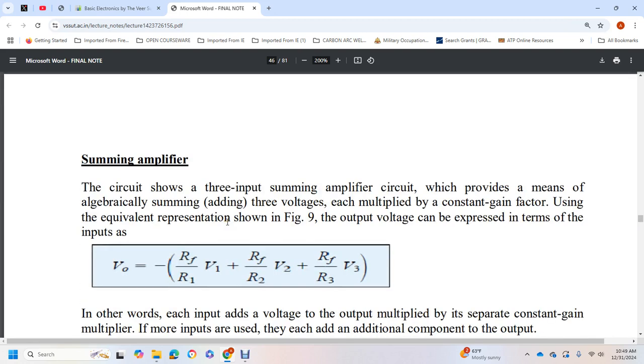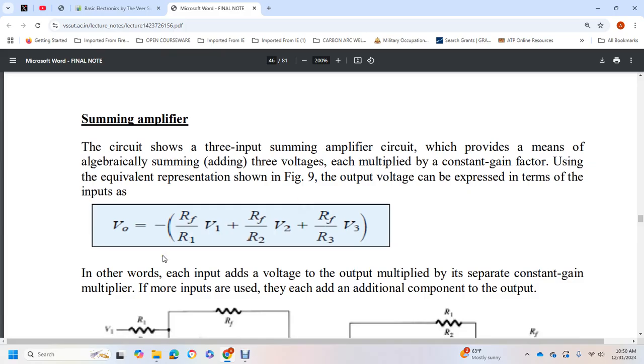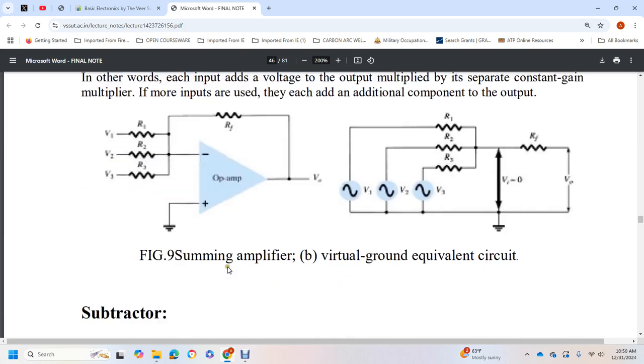The summing amplifier. The circuit shown, with three inputs, is a summing amplifier circuit provided as a means of algebraic summing, adding three voltages, which can be applied with a constant gain factor using the equivalent representation shown in figure 9. Output voltage is expressed in these terms: the voltage output is the negative of feedback resistance over resistance 1 times voltage 1, plus feedback resistance over resistance 2 times voltage 2, plus feedback resistance over resistance 3 times voltage 3. In other words, each input adds to the output voltage, multiplied by a separate constant gain multiplier. If more inputs are used, they add additional components to the output.